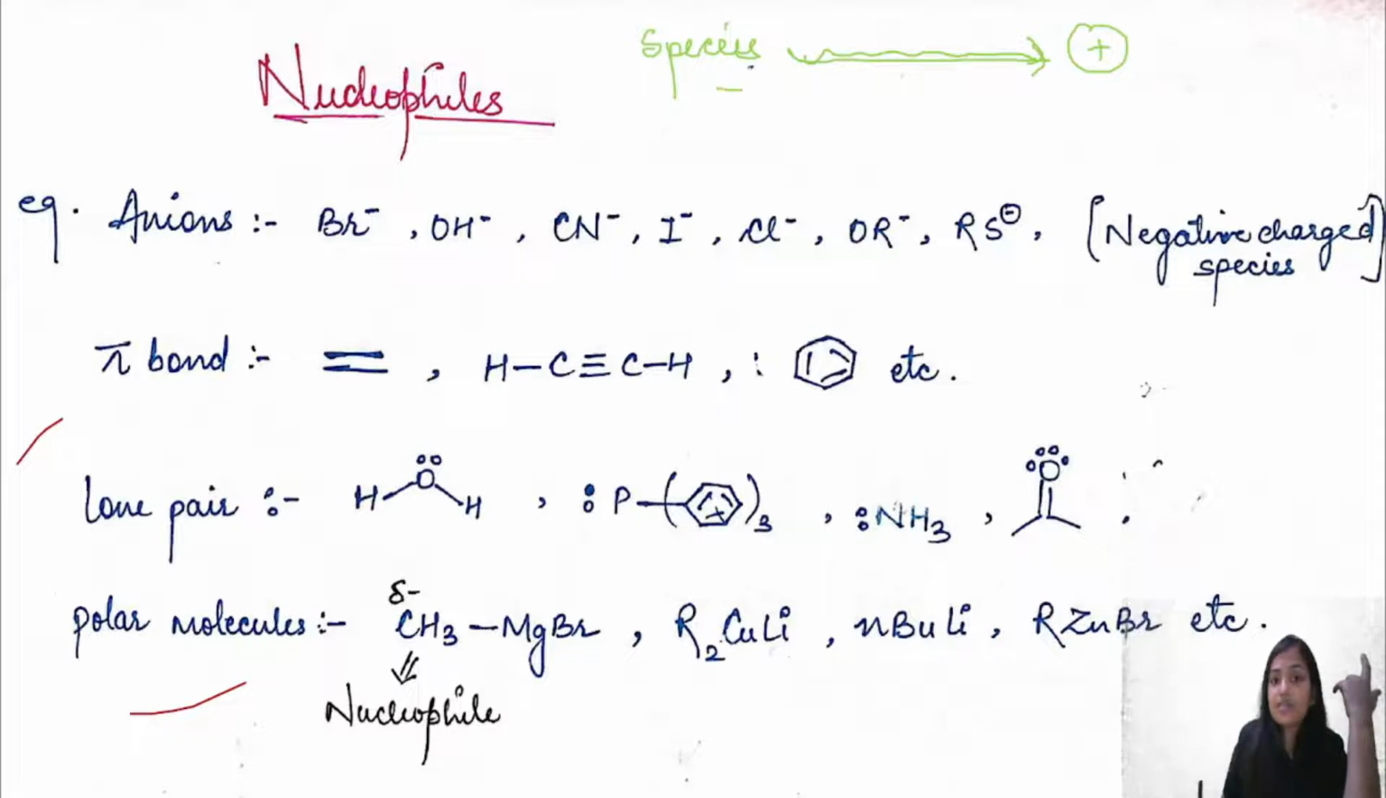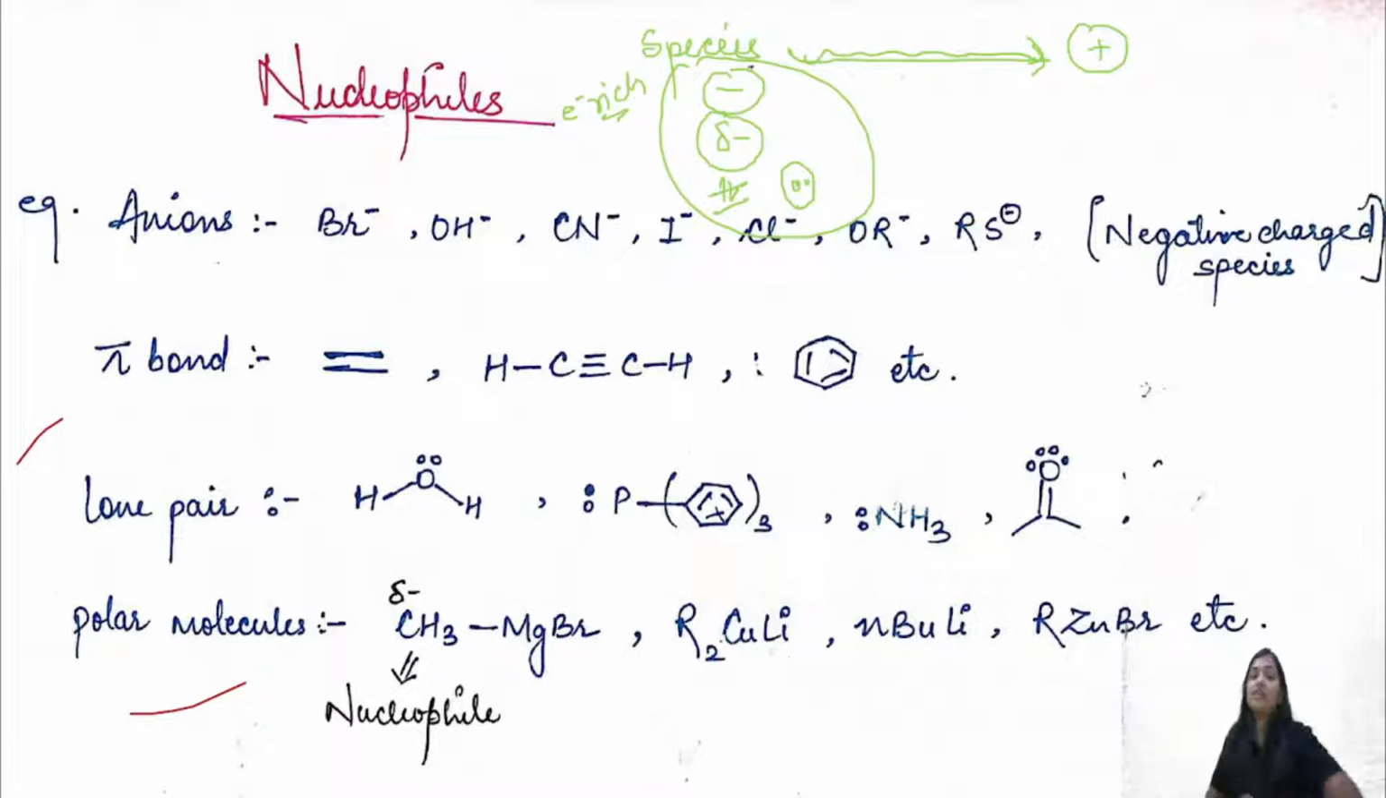Any species having a complete negative charge, any species having a partial negative charge, because opposite attracts, any species bearing a pi bond, whether the pi bond is of a double bond, triple bond, or of a benzene, or any species having a lone pair of electrons. If these species are electron rich, they will run towards positive. And because they are running towards the nucleus, they are said to be nucleophilic in nature. So let's see the examples of nucleophiles.